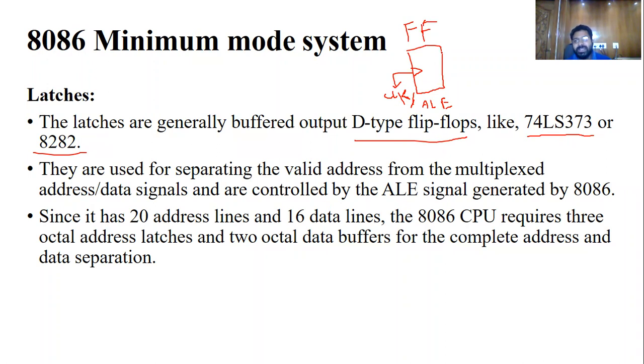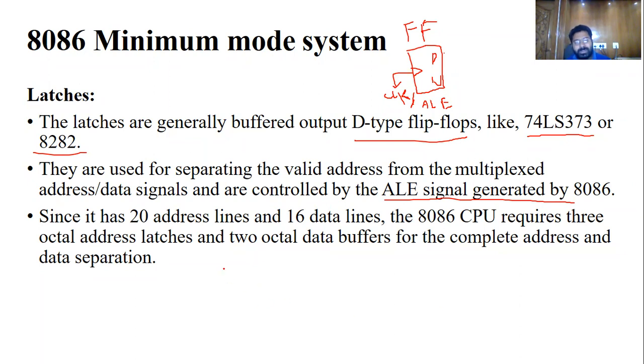D, you know the D, so one is D and the other is D bar. You know the diagram very well. So now this clock we are using as the ALE signal.